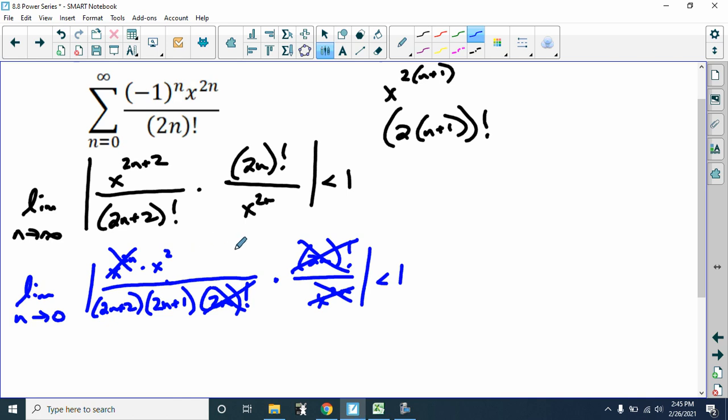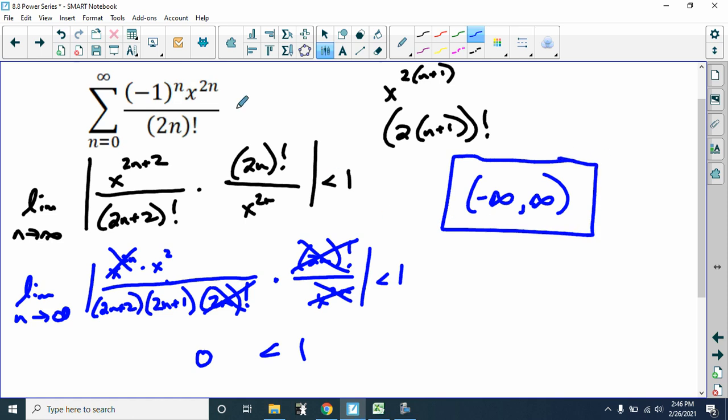Notice the degree on the bottom's 2. The degree on the top is 0. I don't have any n's on the top. As n goes to infinity, the bottom gets infinitely big. Therefore, this whole thing becomes 0. So I get 0 is less than 1. 0 is always less than 1. No matter what I have for x, 0 is less than 1. Therefore, my interval is all real values. Any number for x, I could plug in anything for x, and this series would converge.